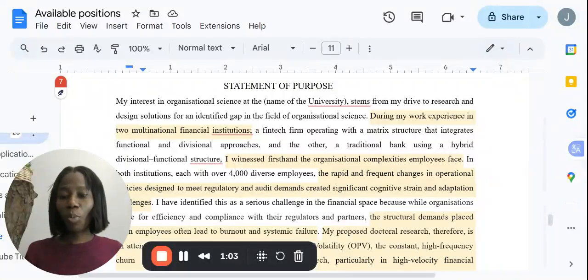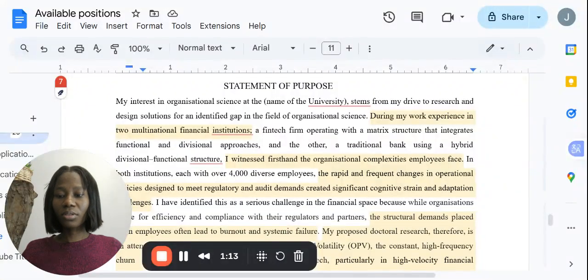Okay, so quick one. This is a statement of purpose to study organizational science. This course is a highly interdisciplinary course. They approach the discipline from the aspect of communication, psychology, sociology, management. So it's a broad one. But yeah, I feel like this is a very good example.